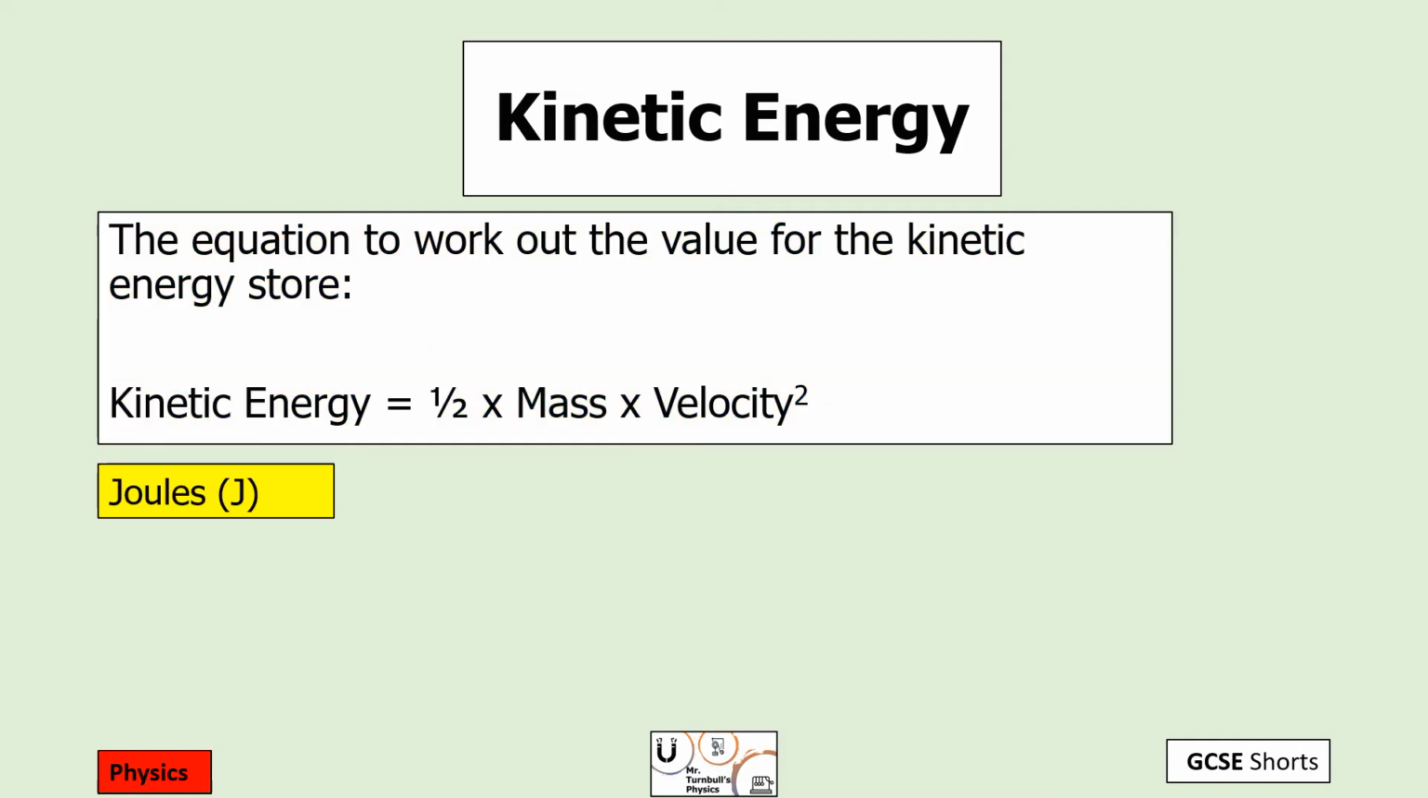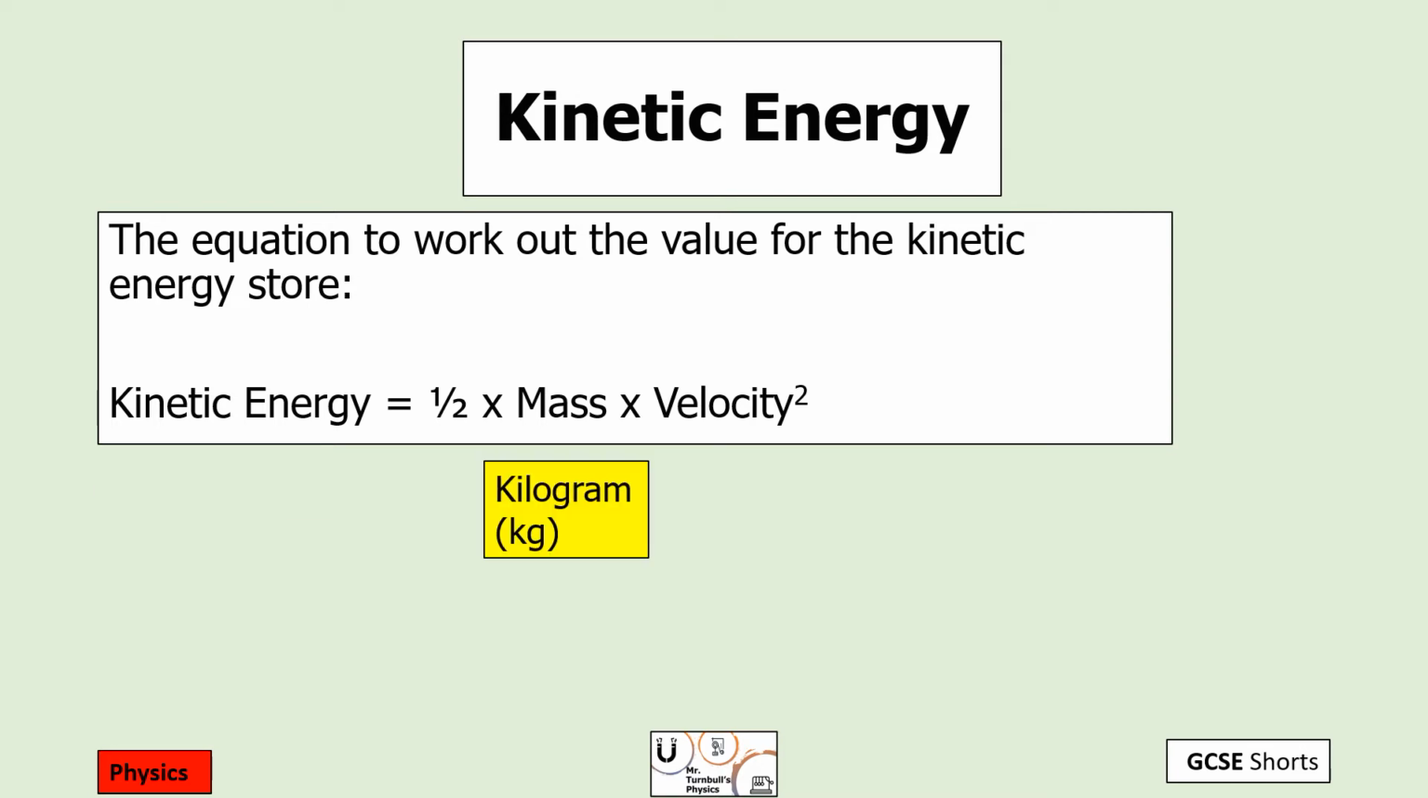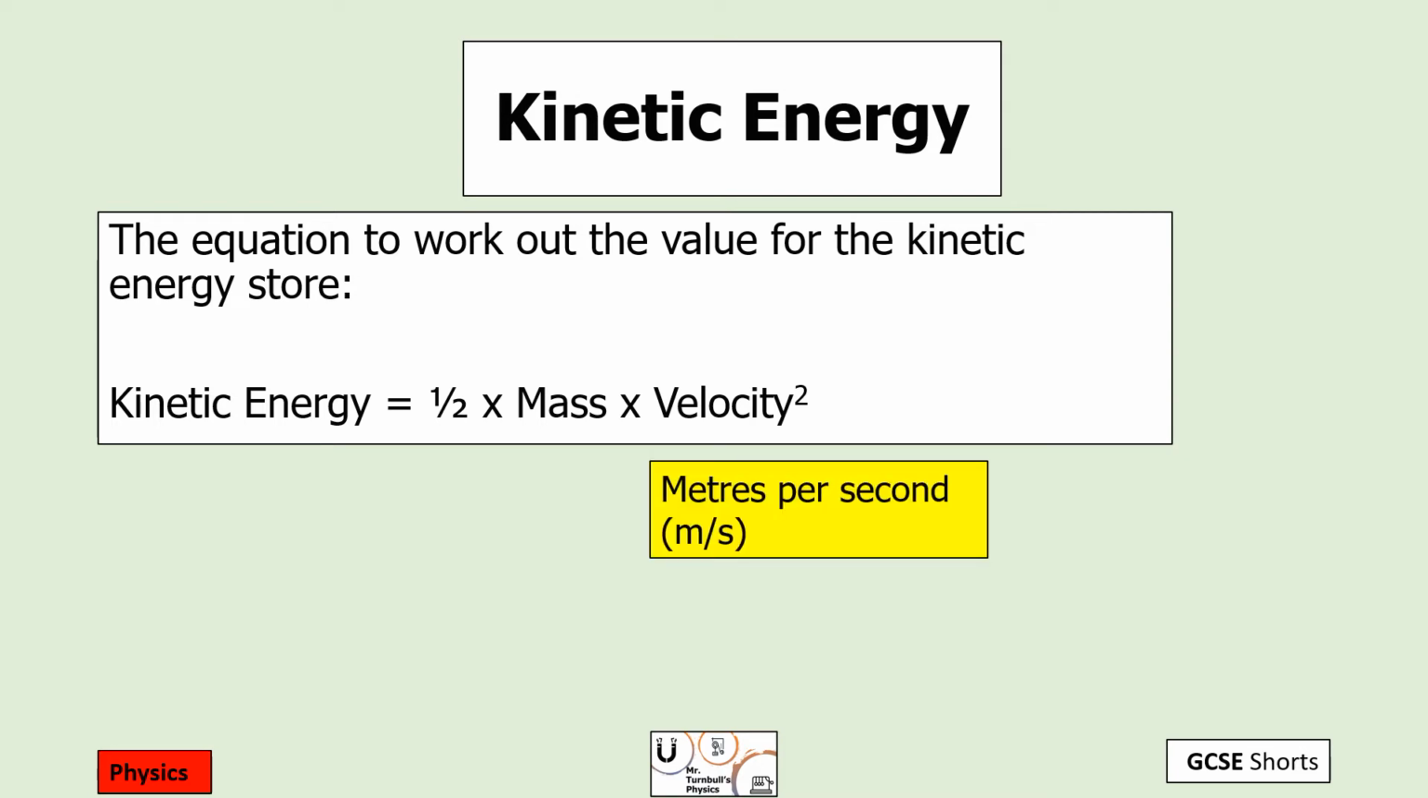Now the kinetic energy is given in joules, the mass is given in kilograms, and the velocity is given in meters per second. So what this means is that if you don't have your kinetic energy in joules and your mass in kilograms and your velocity in meters per second, you will have to convert your values into those units.